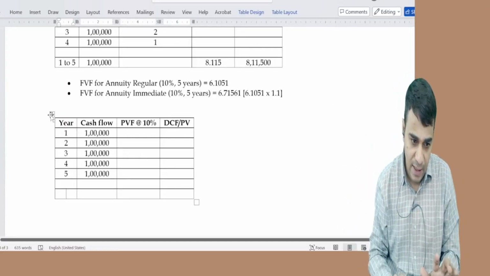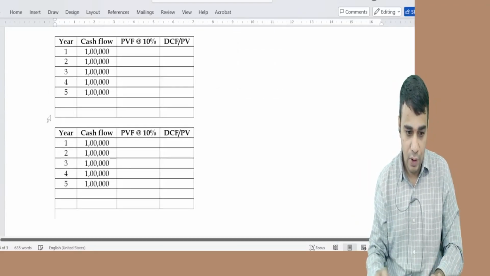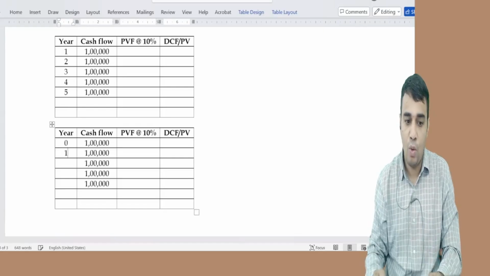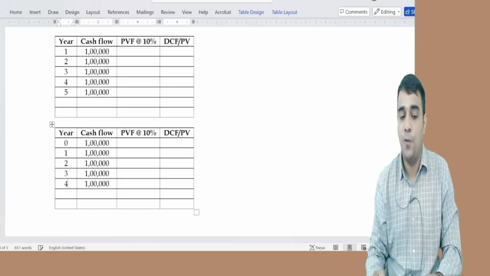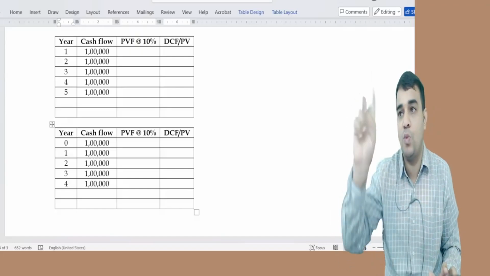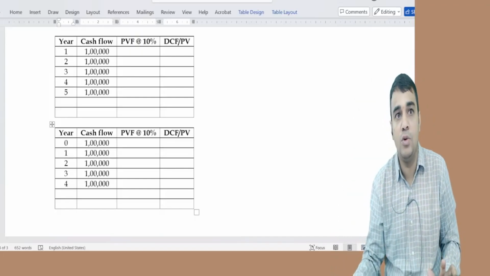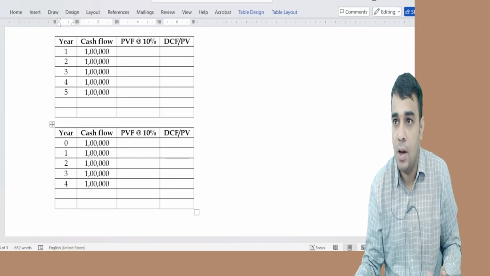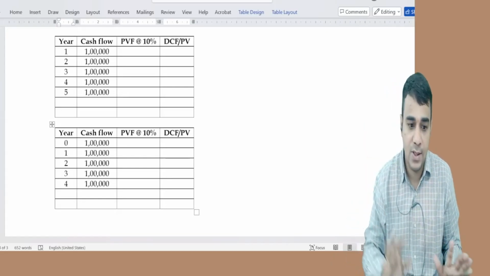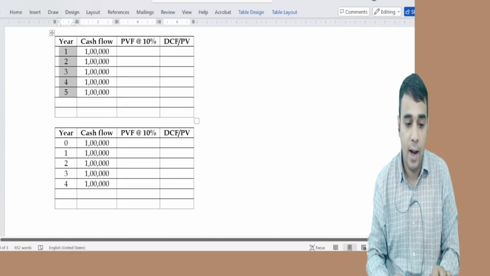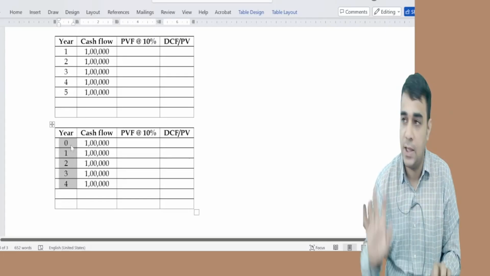If it's immediate, you need to get it for 0, 1, 2, 3, 4. What will you do? 1, 2, 3, 4 do in the calculator and year 0 is 1. I'll repeat again. Understanding is more important. Why are we writing 1, 2, 3, 4, 5 and why are we writing 0, 1, 2, 3, 4? That is the most important part.